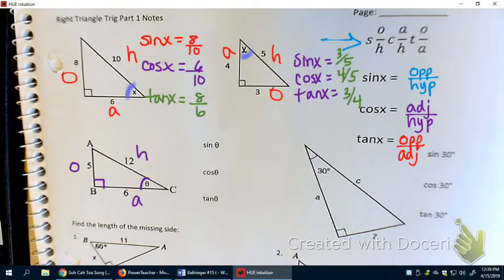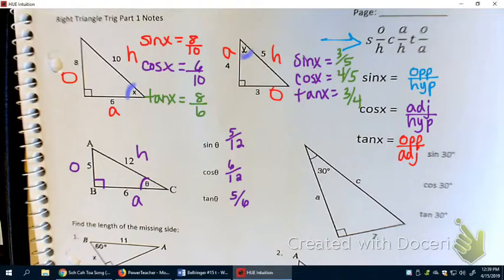Okay, so sine of the angle, Caleb, what would the sine be? 5 over 12. Good. Nate, what would the cosine be? 6 over 12. Good. And then the tangent, Haley? Good. Any questions about those?